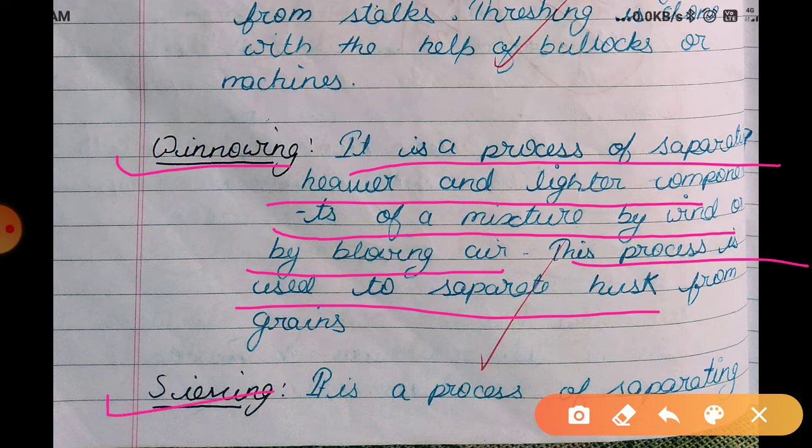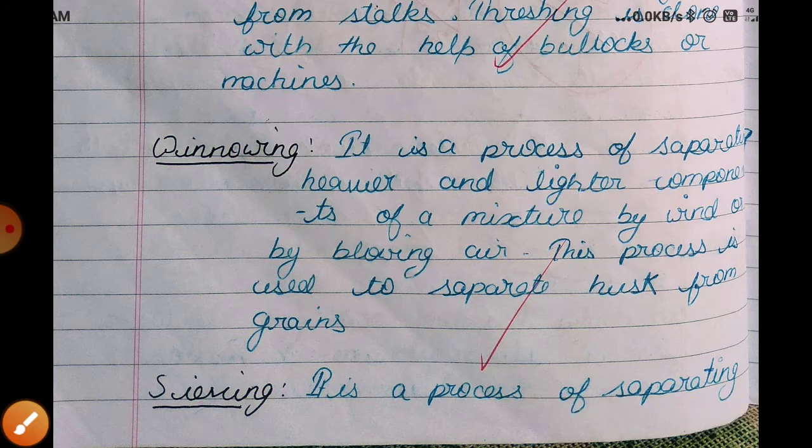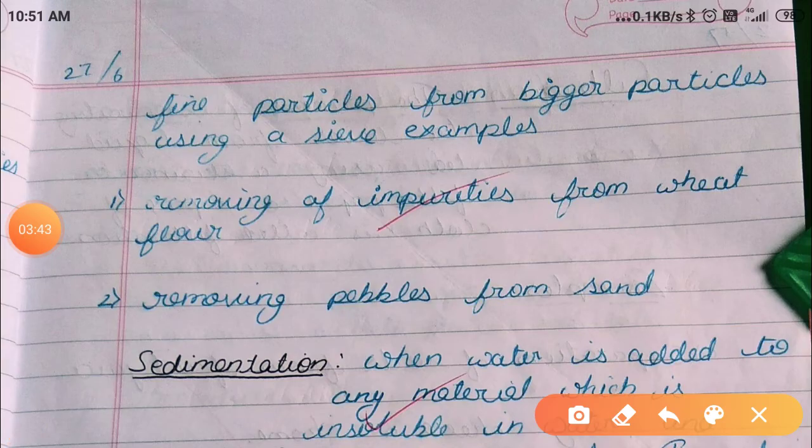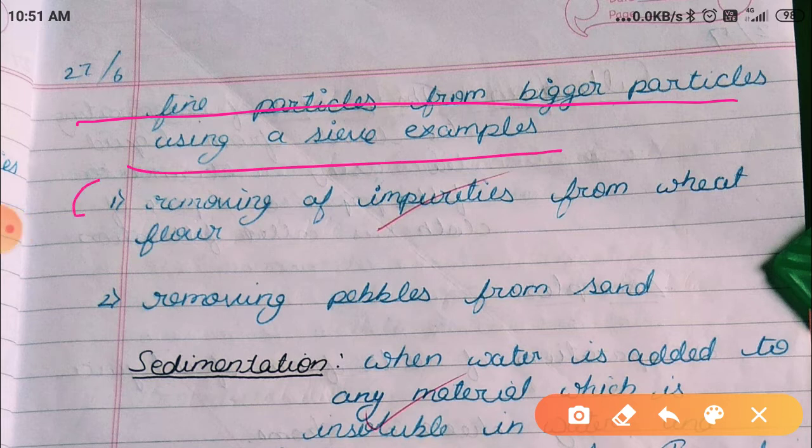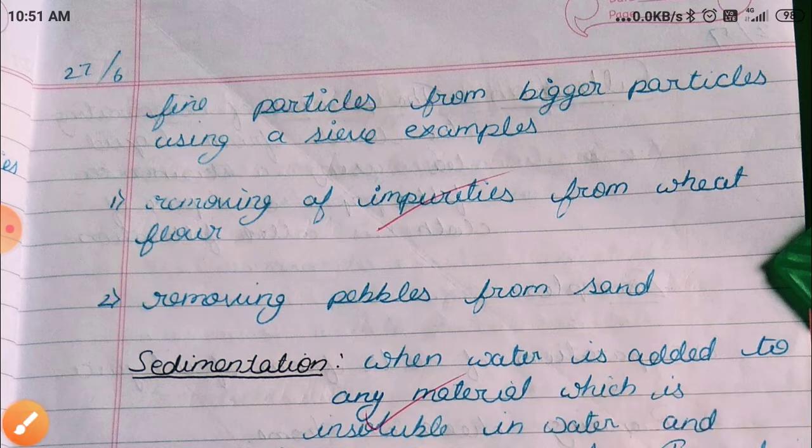Next, sieving. It is a process of separating fine particles from bigger particles using a sieve. Example number 1, removing impurities from wheat flour. Number 2, removing pebbles from sand.